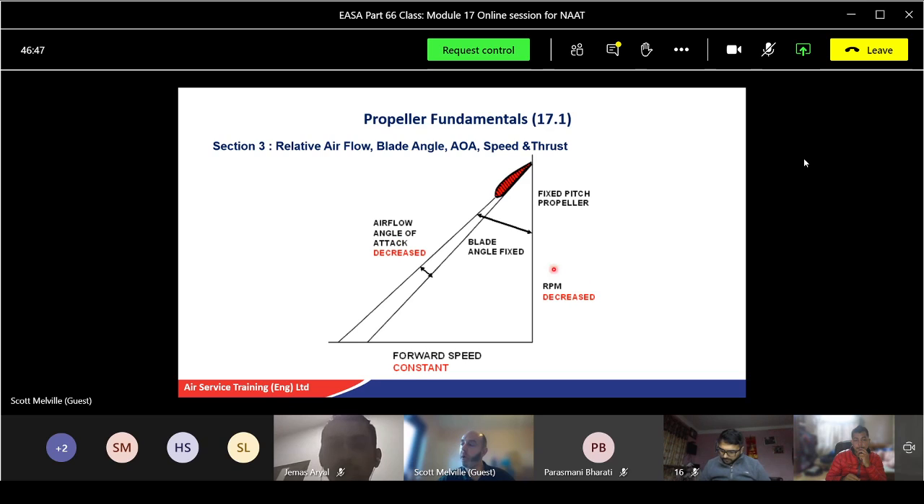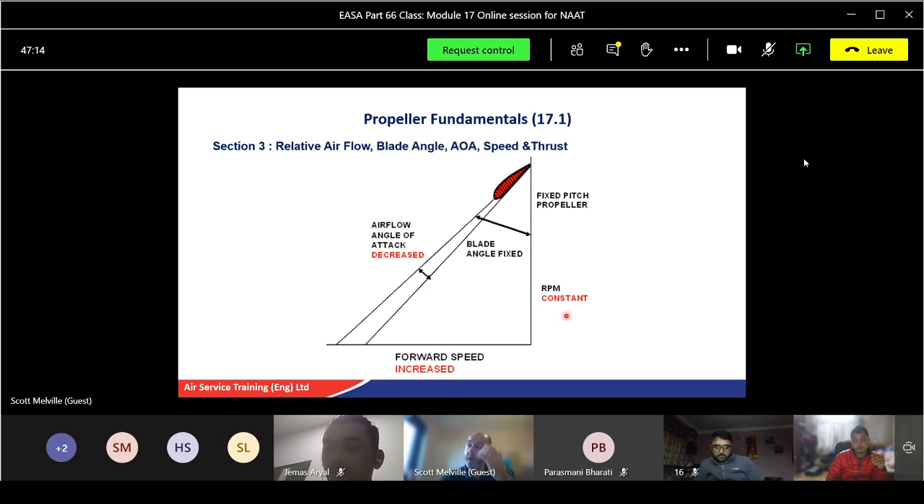Now this time we're decreasing engine speed. With a constant forward speed, the aircraft is flying at steady speed but we've reduced the throttle. Don't worry about drag and stuff like that at the moment. If we've reduced the engine speed but the forward speed is constant, the angle of attack decreases. The forward speed is trying to catch up with the propeller.